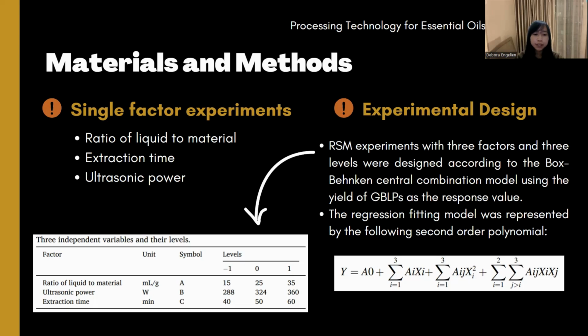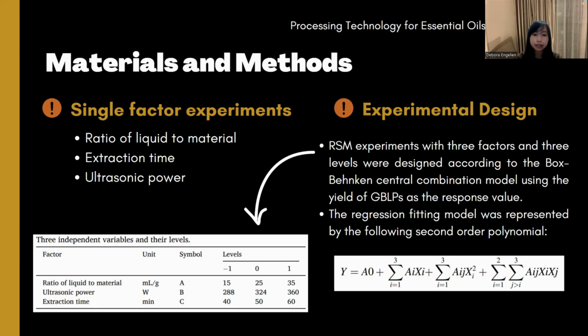So there are some experiments with three factors and three levels designed according to the Box-Behnken central combination model, using the yield of GBLPS as the response value. And then in this research, we are going to see the regression fitting model, represented by the following second order polynomial, and the equation is seen on the slide.